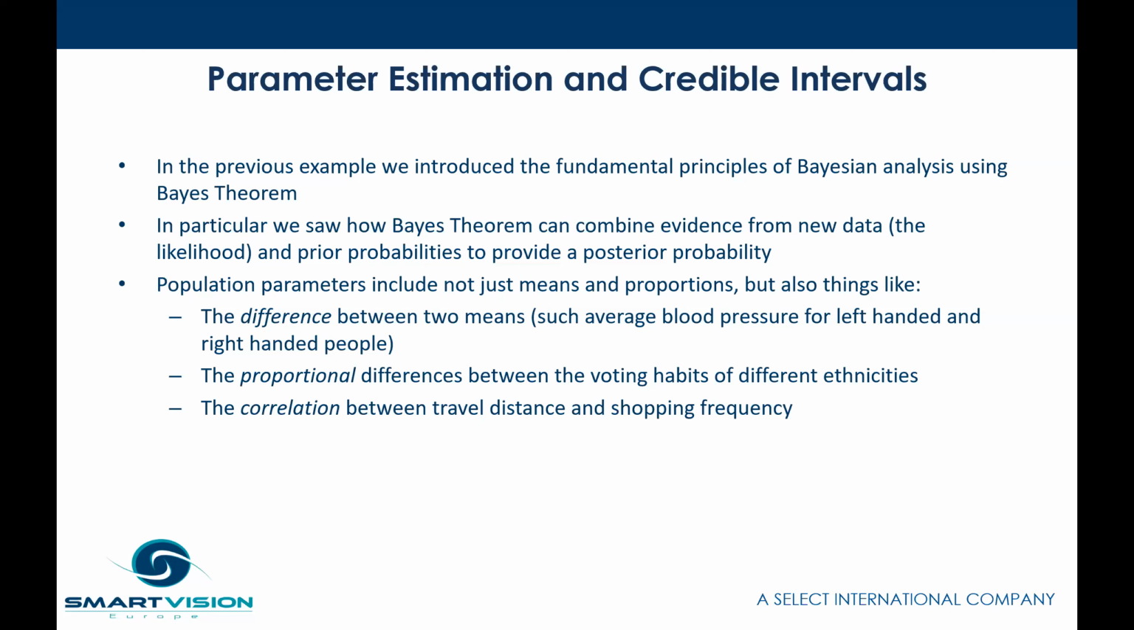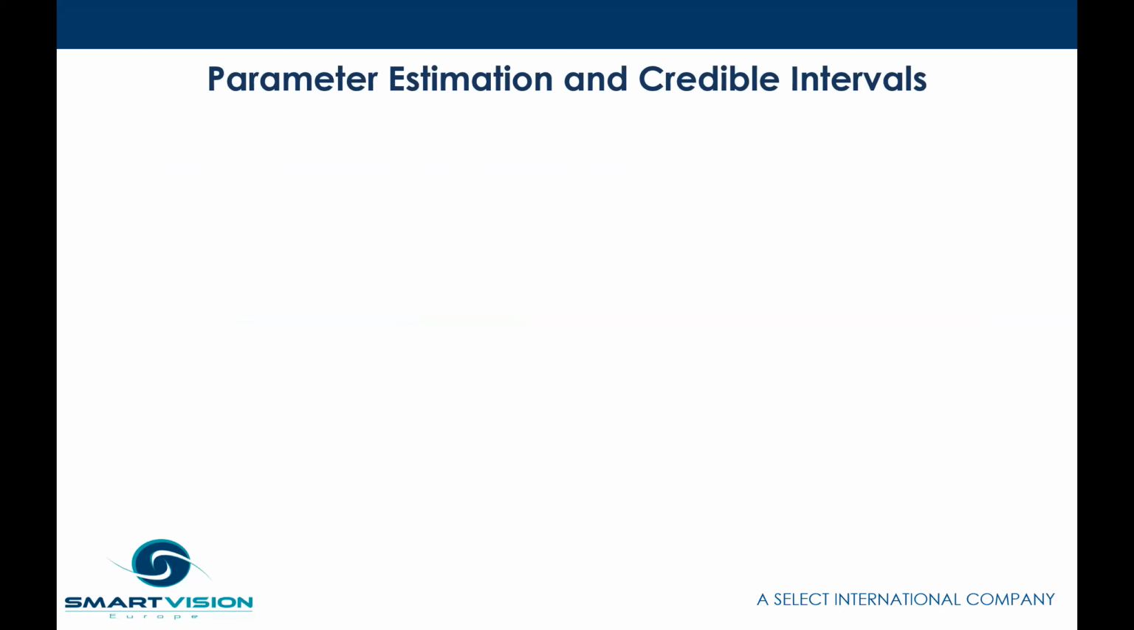Or you might be looking at the proportional differences between the voting habits of different ethnicities. So you're saying, okay, look, people in this ethnic group vote X% in that political direction, whereas people in this ethnic group only vote about Y% for that particular political direction. Or the correlation between travel distance and shopping frequency. You think, okay, the further away you are, the less likely you are to shop. You're still going to get a negative correlation. But you want to know if this correlation value you're getting is, to use the dreadful term, statistically significant or not. So these are the things we're trying to understand.